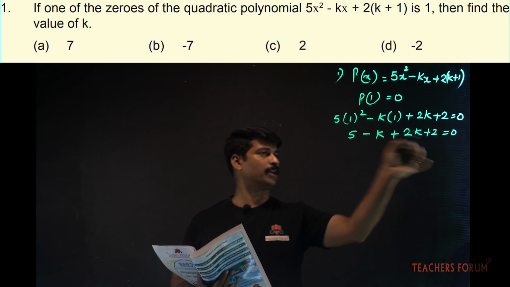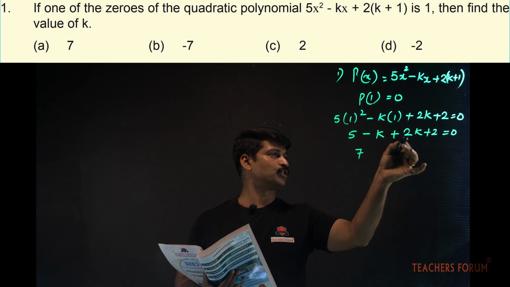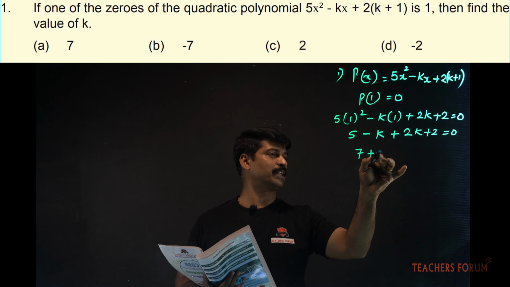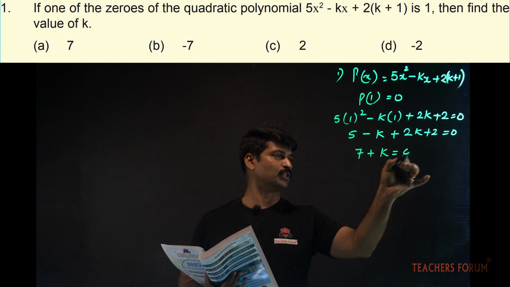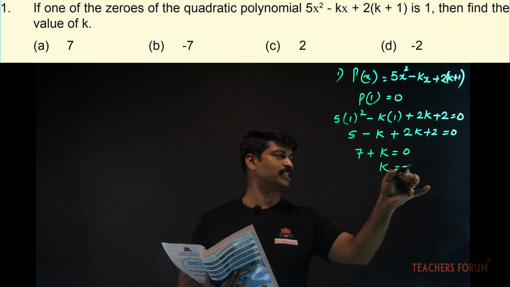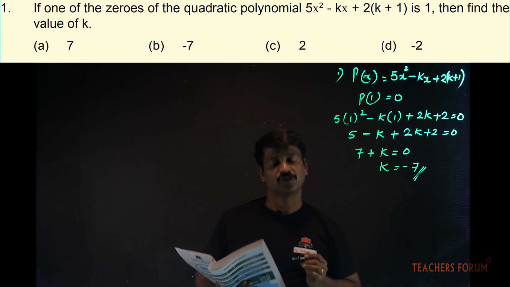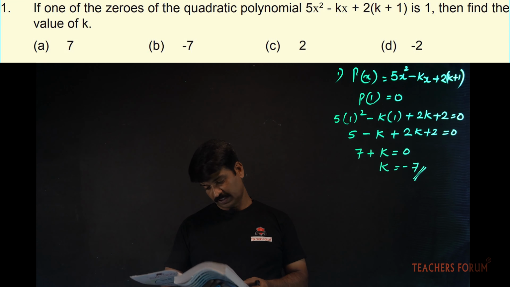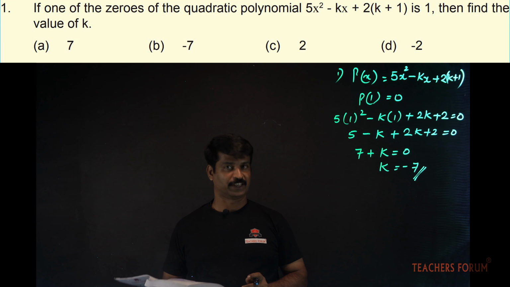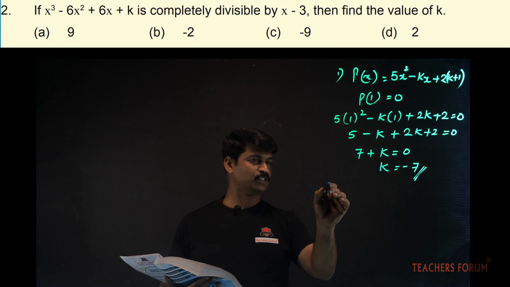Now, what we will be getting? 5 plus 2, that is 7. 2k minus k, that is plus 1k is equal to 0. Then k is equal to minus 7. So, what is the correct option? The correct option is option B, that is minus 7. I think it is clear to you. Let us read the second one.